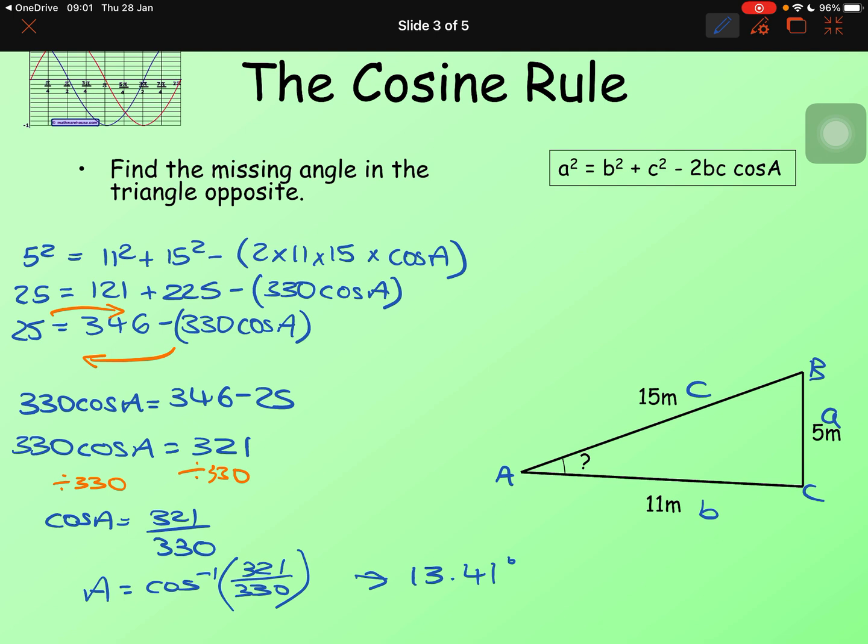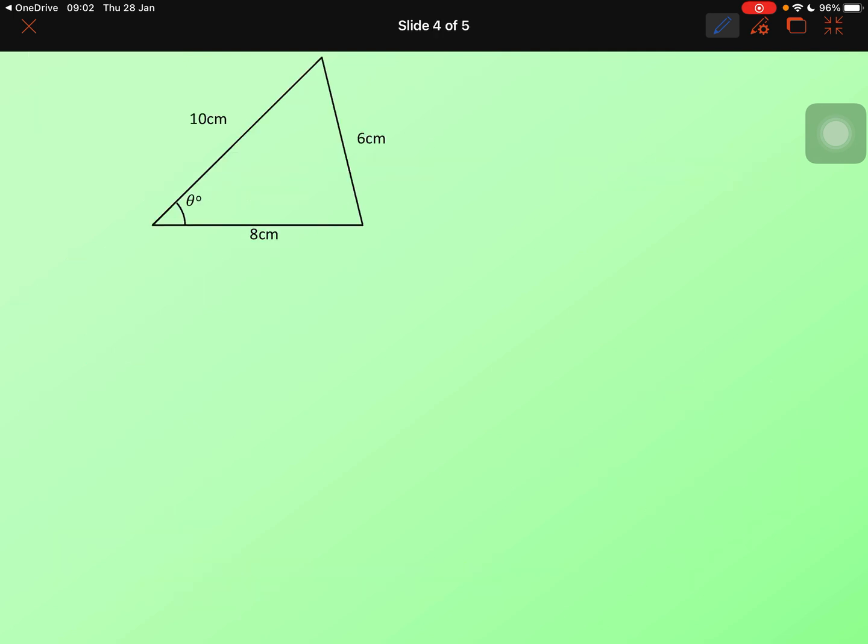Okay. Same process to follow. First of all, label your triangle. Second of all, substitute in. Work out all your little pieces as much as you can. Then you're going to have to move some around, rearrange parts to get it so that you've got cos A equaling something. Then we can inverse cos both sides. Right. Can you pause the video now for me, please? And can you have a go at the triangle in front of you? So find that missing angle. Pause now and have a go, please.